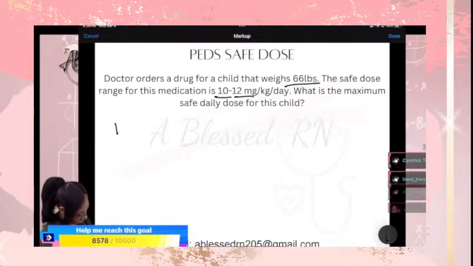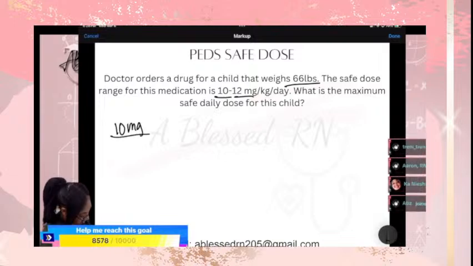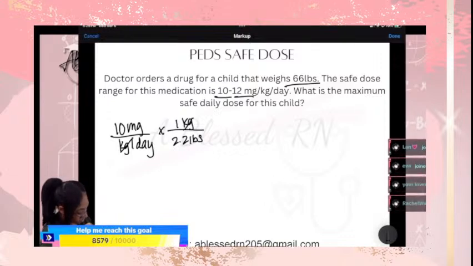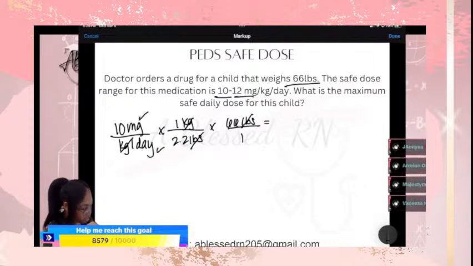So we'll take 10 milligrams per kg per day. All right? We've got kg and day at the bottom. Day is okay, but we need to get rid of these kilograms, right? So we know that 1 kilogram is 2.2 pounds. So kilograms crosses out, and now we can put our patient's weight right here at the top, which is 66 pounds, and it crosses out. So now that'll give you the least amount of milligrams that they can have in the day.